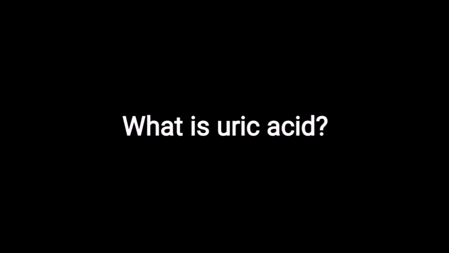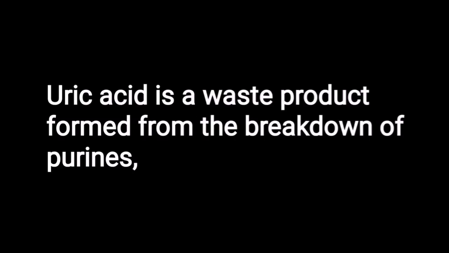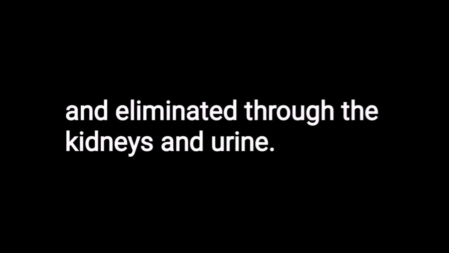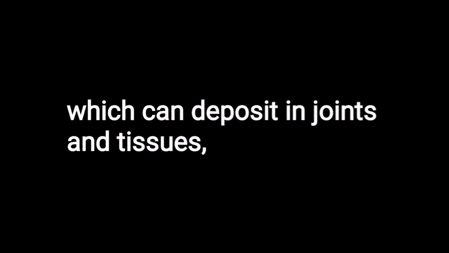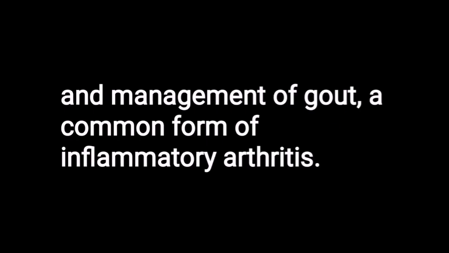What is uric acid? Uric acid is a waste product formed from the breakdown of purines, substances found in various foods, and the body's own cells. Under normal circumstances, uric acid is dissolved in the blood and eliminated through the kidneys in urine. However, when uric acid levels become too high, a condition known as hyperuricemia, it can lead to the formation of urate crystals, which can deposit in joints and tissues, causing inflammation and pain. This is particularly relevant in the diagnosis and management of gout, a common form of inflammatory arthritis.